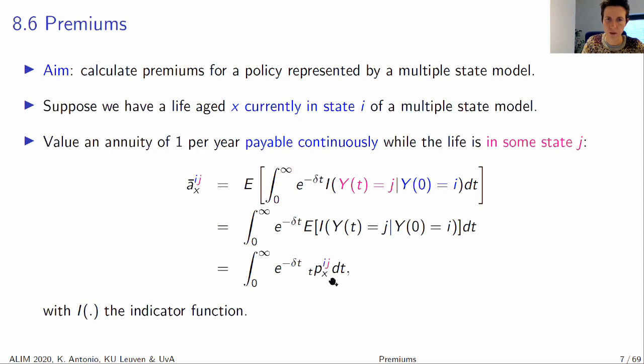Yeah, and in fact, if you look at it from a notational point of view, the only difference is that you need to specify in the superscript what the i and the j states are applicable to this annuity. Questions on this? So that's my first pricing formula. Okay.